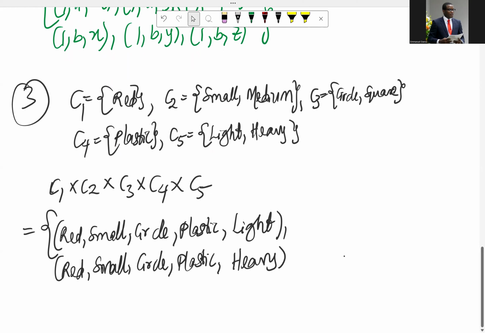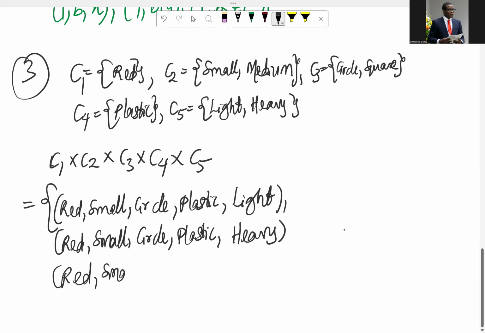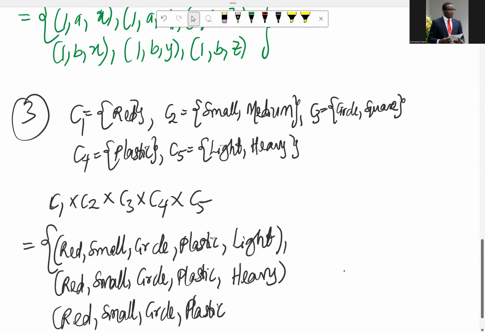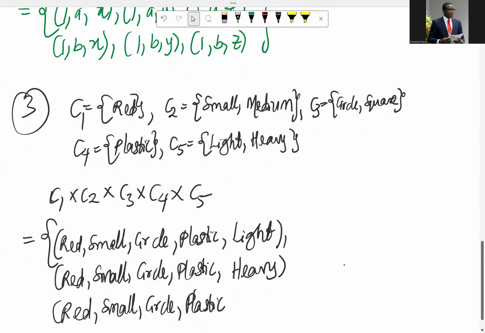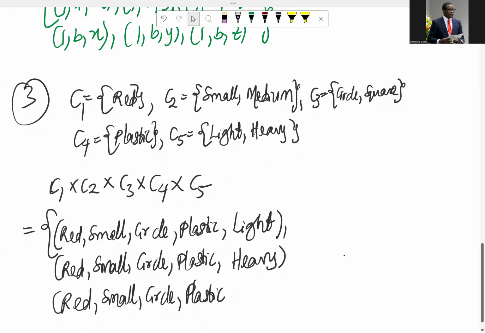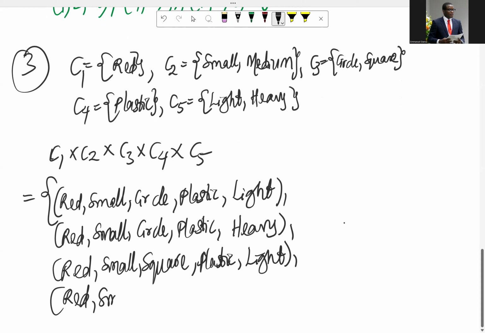And then since we've exhausted this, it's still red, small. Since we've exhausted circle, then we go again. Now at this point, we have to change. Since we've exhausted circle, we go for square. Red, small, square, plastic, light. Then red, small, square, plastic, heavy. Okay, plastic heavy. All right.